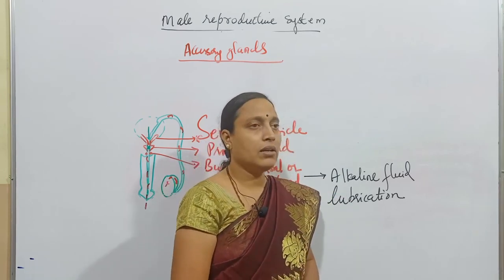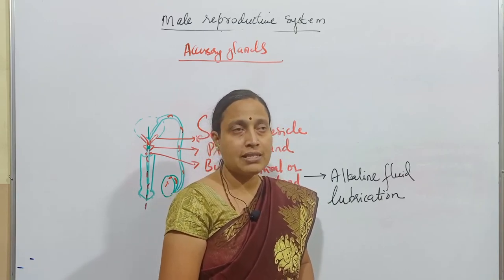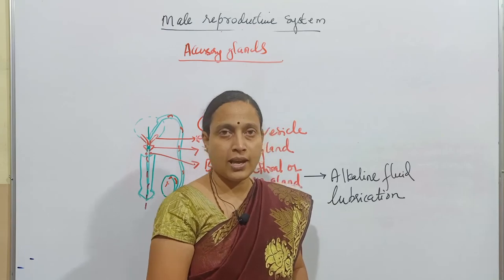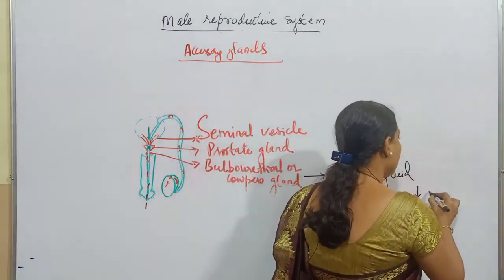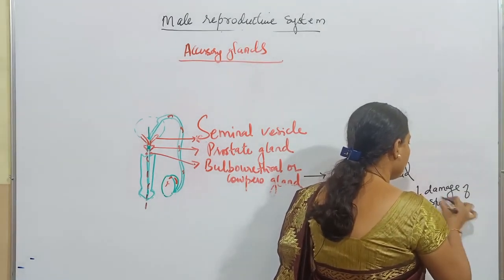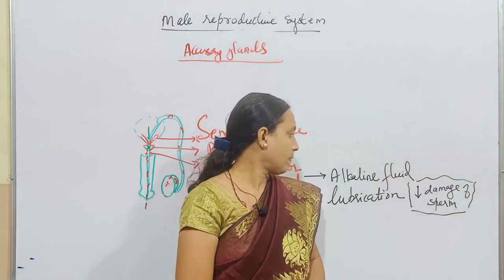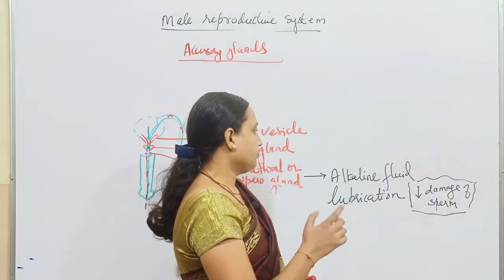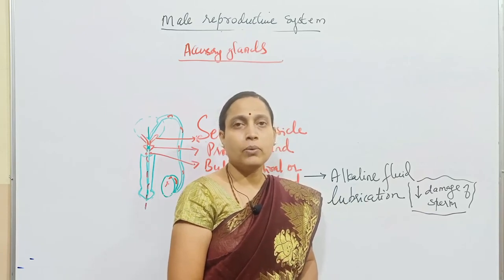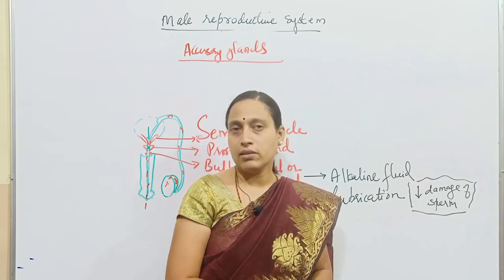Now what is the objective of lubrication? There is a reduction in friction, because of which there is a reduction in the damage of the sperms that pass through the urethra during ejaculation. So it reduces the damage of sperms. So this is about the function of the secretion of the bulbourethral gland. These glands are similar to Bartholin glands in the female.